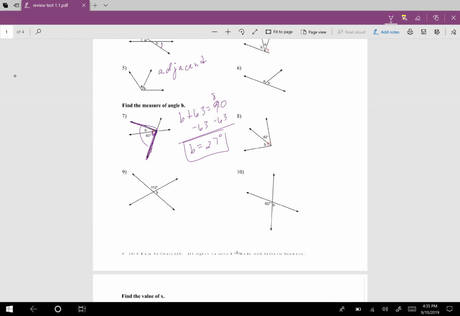So there you go. Alright, the next one, number 9. We can see this 112 and this angle B. They make a straight line. So they are a linear pair. So they add up to 180. So B plus 112 equals 180. So subtract 112. And then we'll get our answer here. So angle B is 68 degrees. There you go.